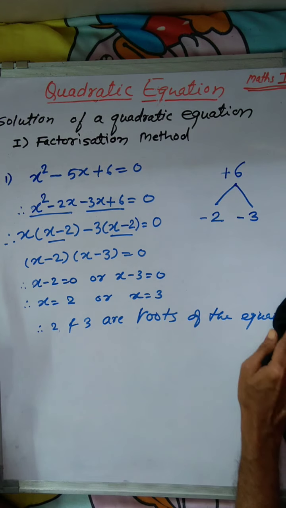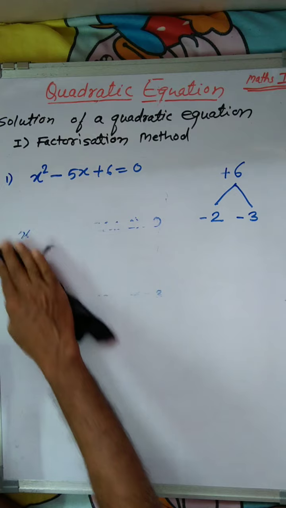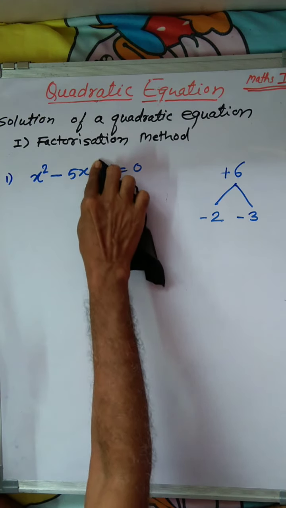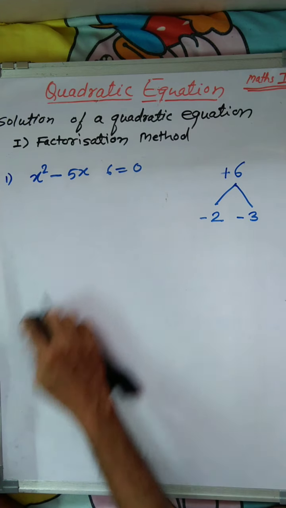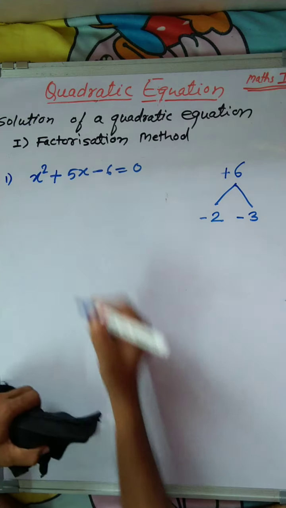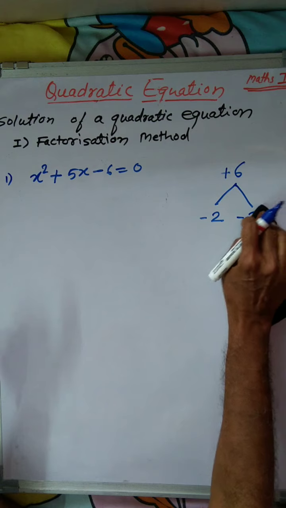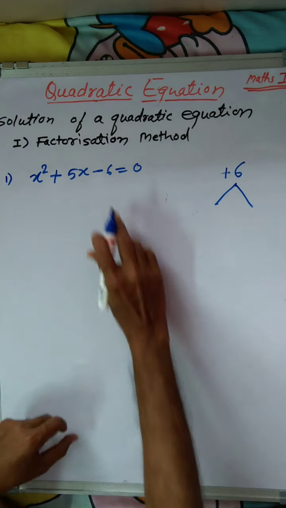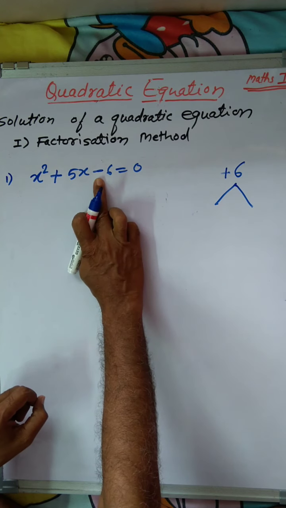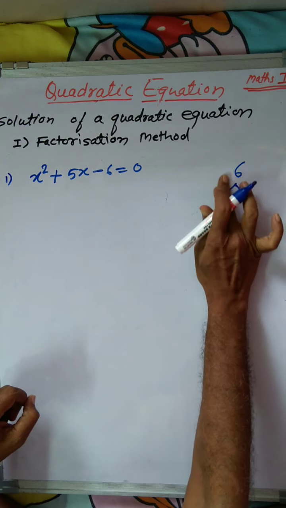Now we take another example. In that example we change the sign of the third term, which is negative, and the sign of the middle term is positive. Now we have to get the factors of 6 such that their difference is 5. Because there is a minus sign, that means we have to find the difference as the middle term.